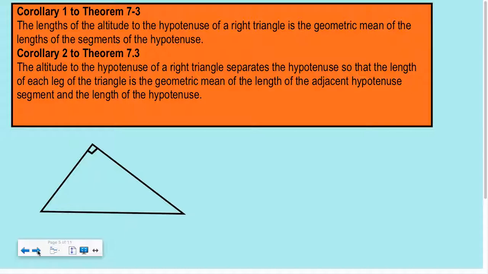To use the shortcuts, you have to, A, memorize them. It's not what I have in orange there. And B, you have to know how to label the triangle correctly. So, following from the theorem come the two shortcuts, and I'm not going to read them for you, but I just want you to see the words here. See how they have geometric mean in there? The shortcuts are going to prove to us that there's geometric means within our picture.